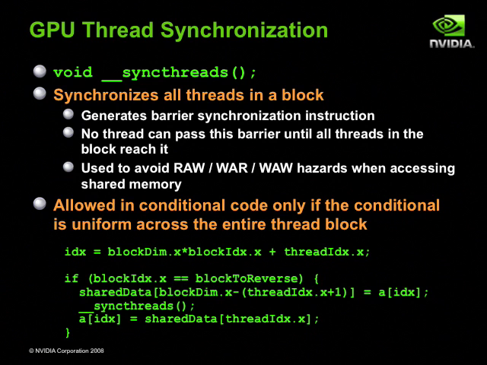It is needed because the order in which threads of a block execute is unspecified and is used to avoid read after write, write after read, and write after write hazards when different threads access the same address in shared memory. __syncthreads is allowed in conditional code, but only if the condition evaluates identically across the entire thread block. For example, in the code at the bottom of the slide, the __syncthreads call is allowed since the condition is based on the block ID and will therefore evaluate identically across all threads within any block.